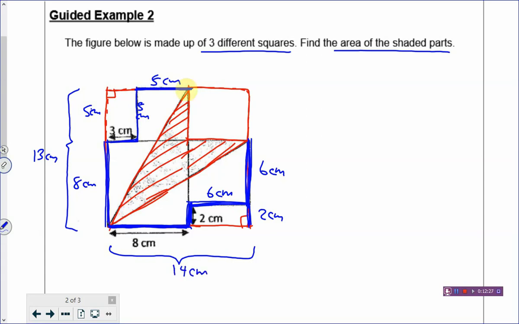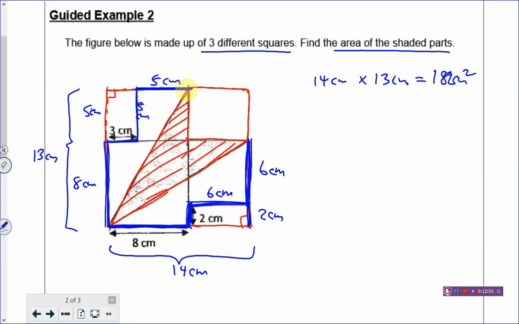And then you can see that 8 plus 6 is 14. Now, can we find the area of the whole figure? The whole figure that you have created will be 14 times 13. What is 14 times 13? You will get 182 cm square.